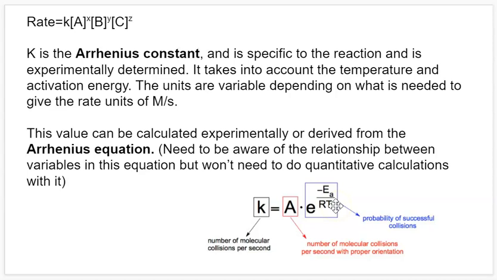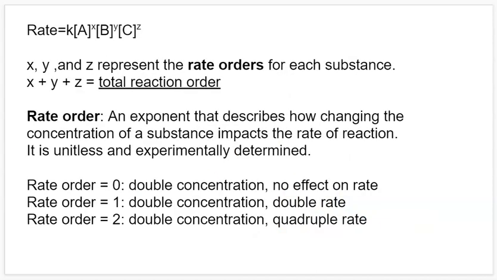So you can see that there's a relationship between the value of K and then the values of the activation energy and the temperature. Both of them are going to have an impact on K. And you need to be aware of this equation and aware of this relationship between activation energy and temperature and the Arrhenius constant, but you're never going to need to use this equation to solve for anything. So let's get back to talking about the rate law.